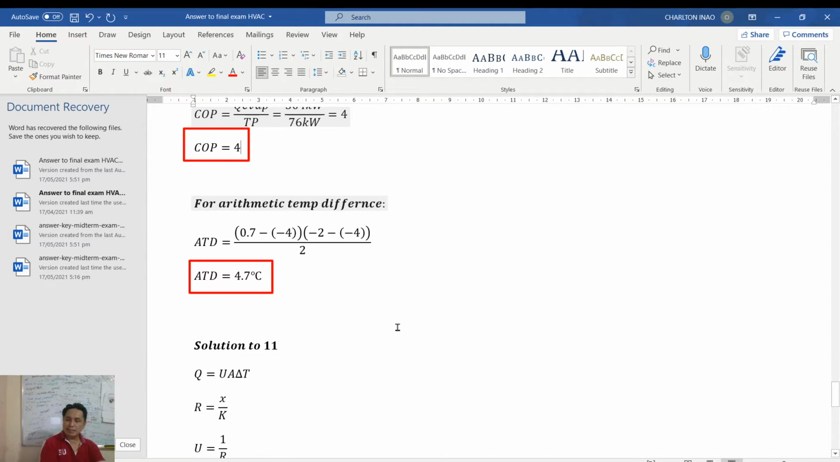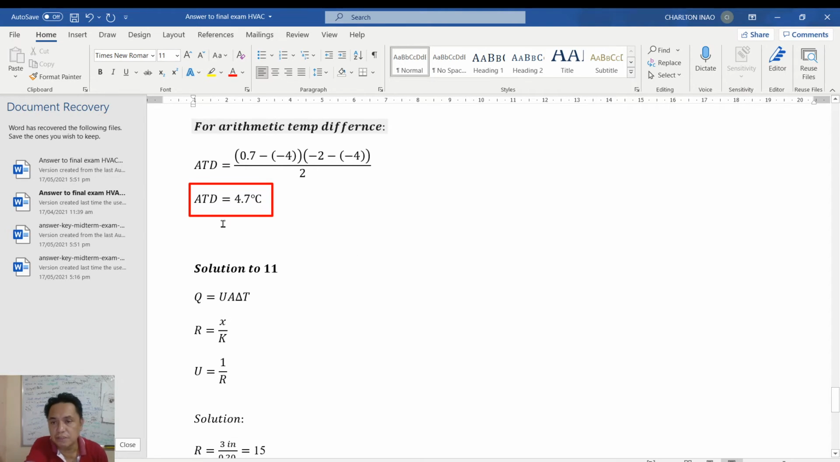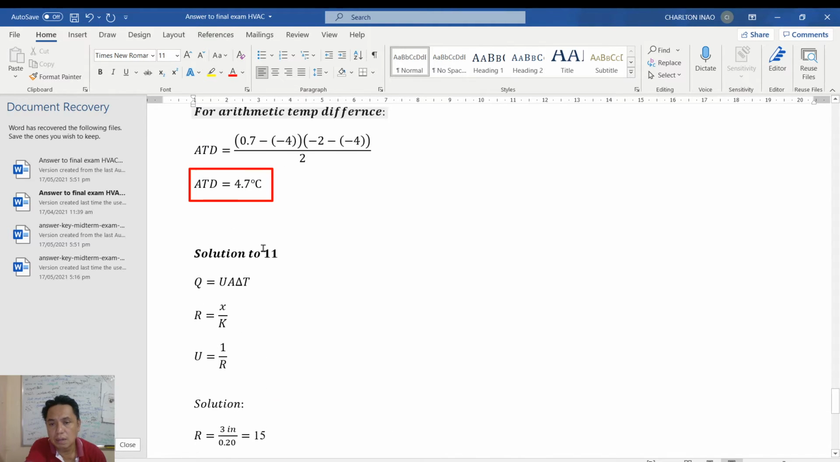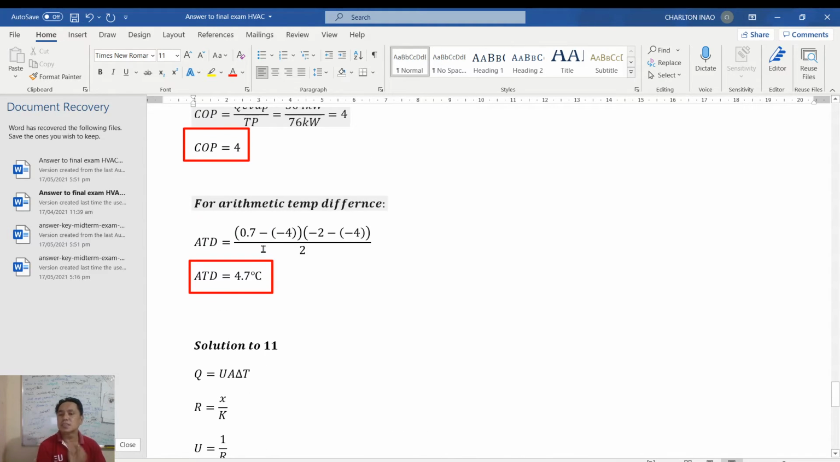So now the arithmetic temperature difference is this, right? Arithmetic temperature difference: negative 0.7, then there is 0.4. Then this one is minus 2, minus 4. So there's a formula here, no? Negative 0.7 minus 0.4. There's a negative 2 and negative 4 for the temperature difference. So the temperature difference is 3 point something. So the temperature difference is 4.7 when you calculate this, no?